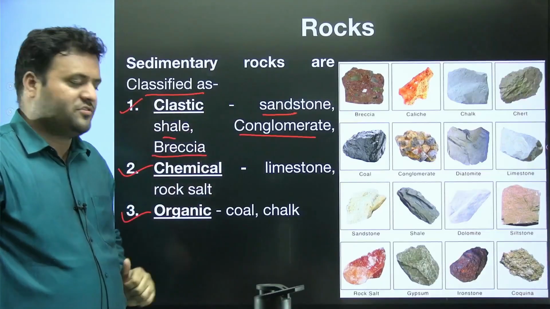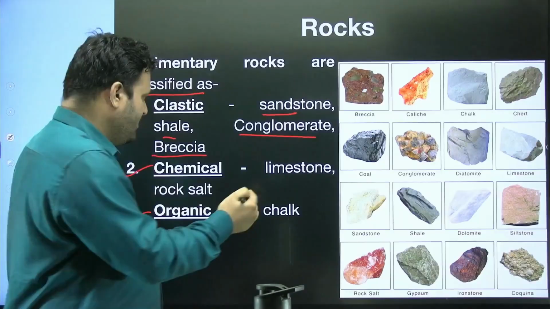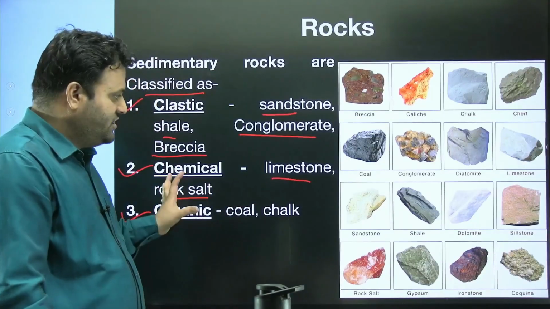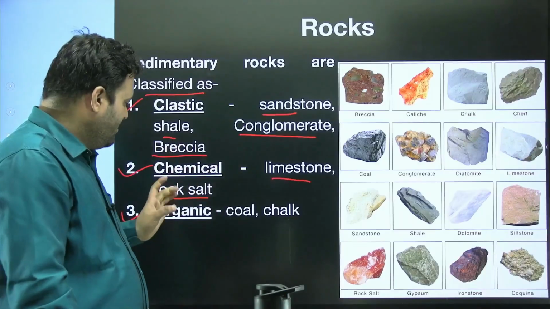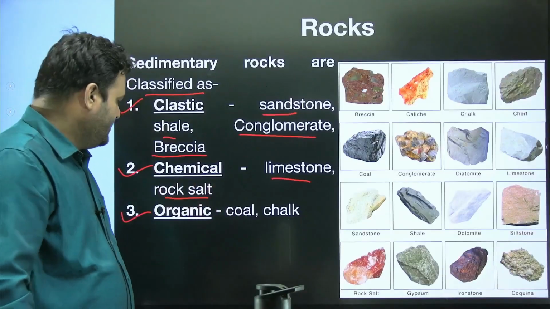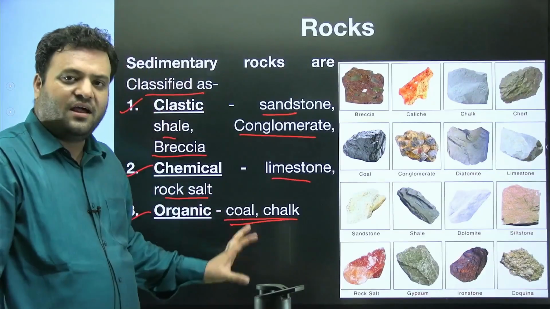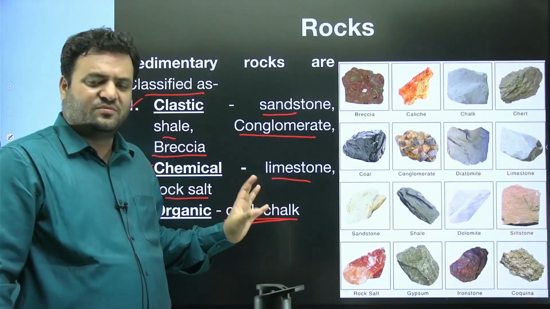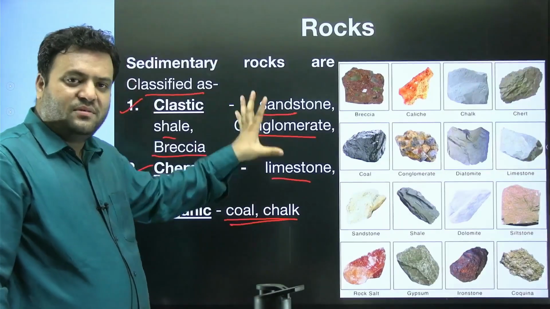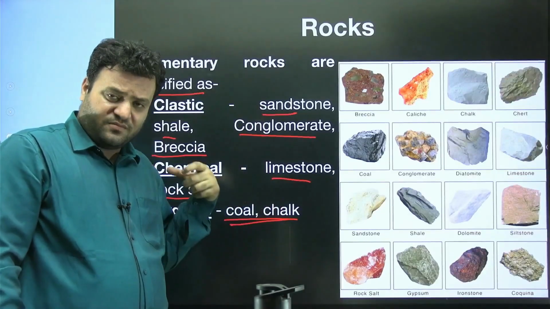Clastic sedimentary. Chemical sedimentary rocks are also there. We have limestone and rock salt, which is actually used in fertilizers, and in our kitchen as well. Then in organic, we have coal and chalk as well. Coal is a specific energy mineral.